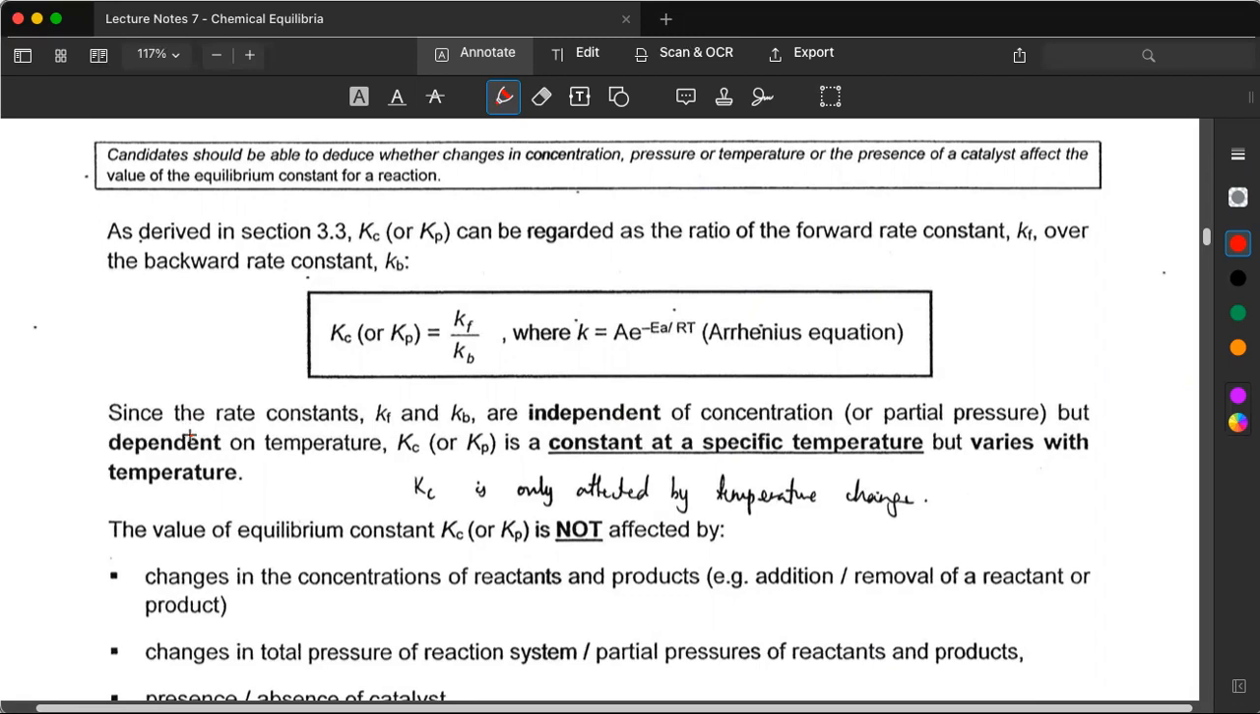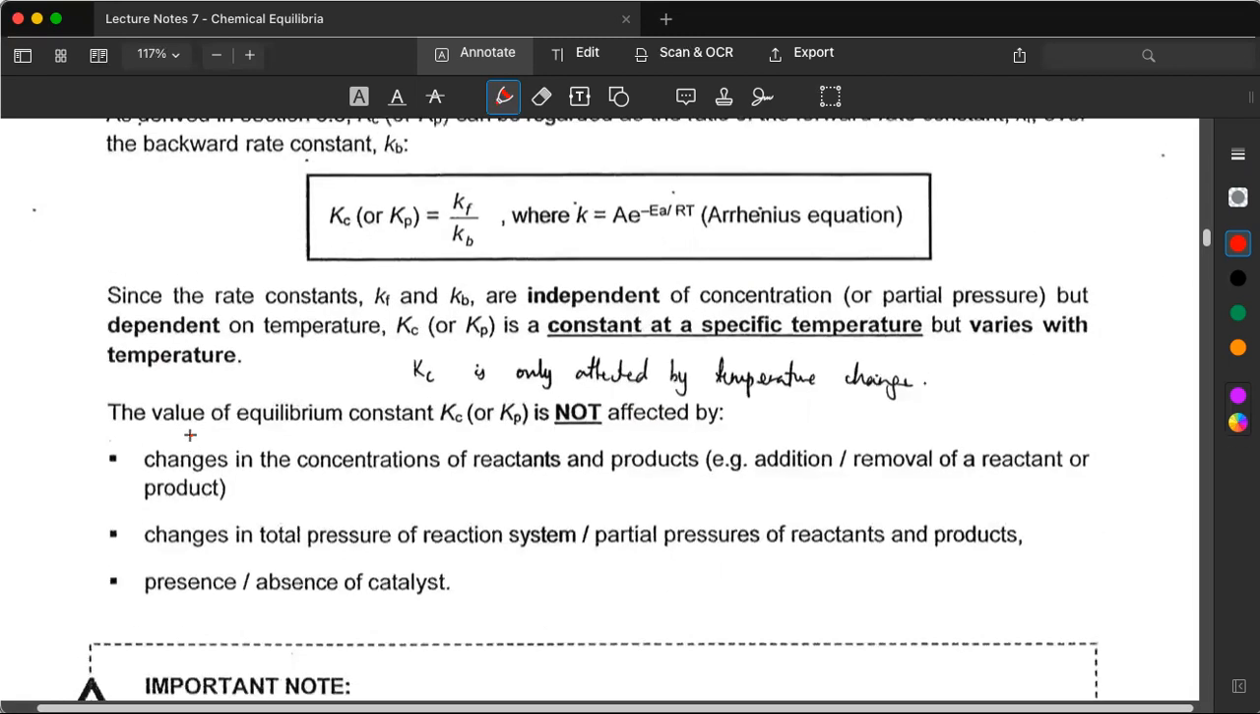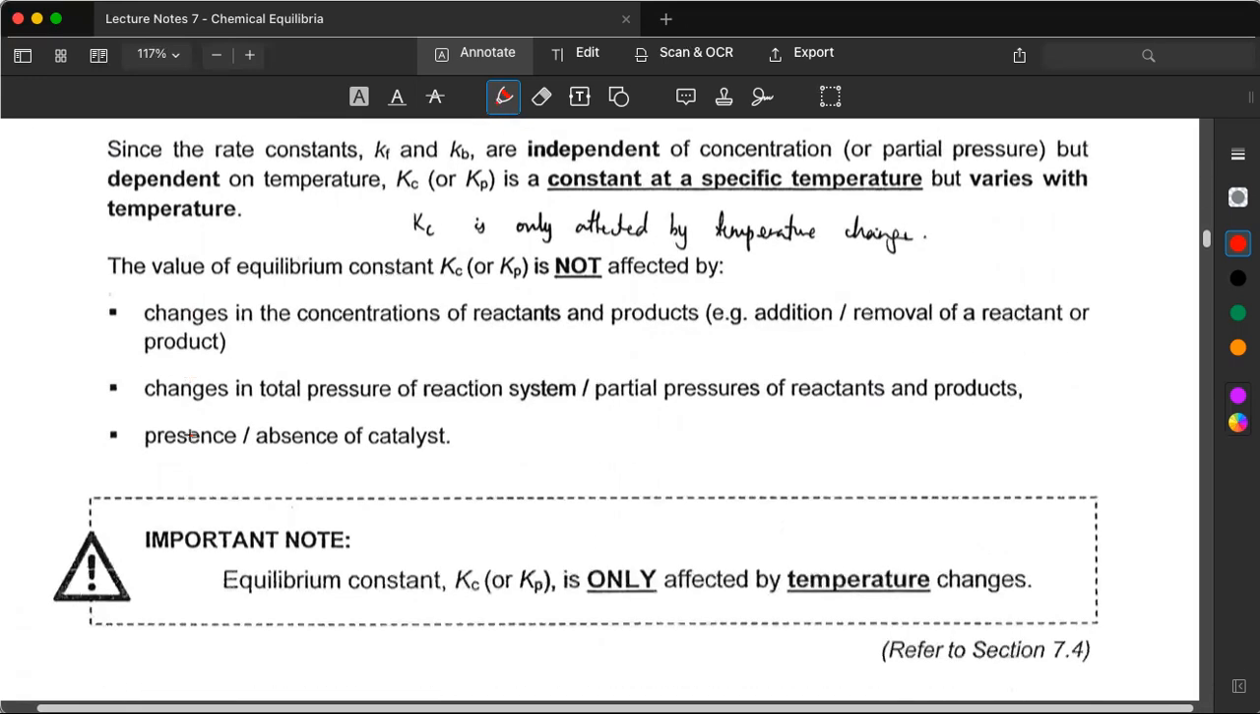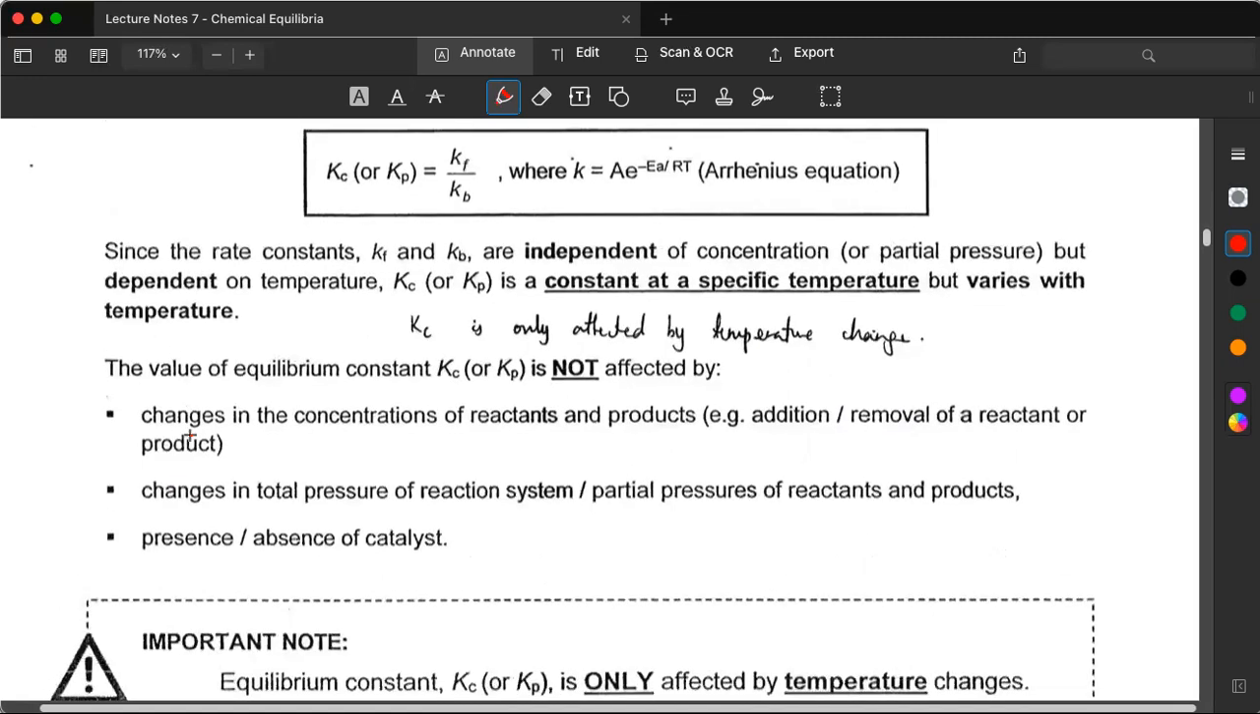Okay, so the values of Kc and Kp are not affected by, number one, the change in concentration of reactants and products. So you can remove or add reactants and products to the equilibrium system. There will be no effect on the value of K. Even if you change the total pressure, not a big deal. Whether there's catalyst or not, no big deal. So just take note, because based on the Arrhenius equation, it's only affected by temperature.